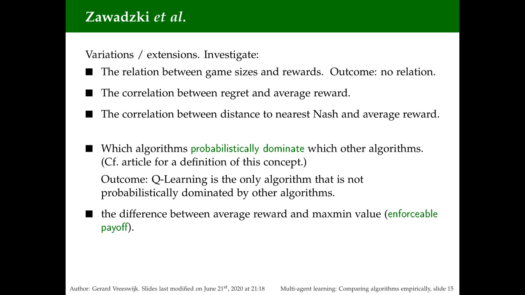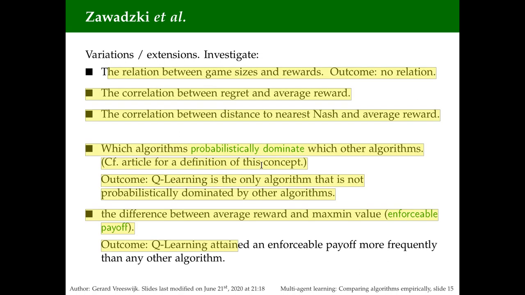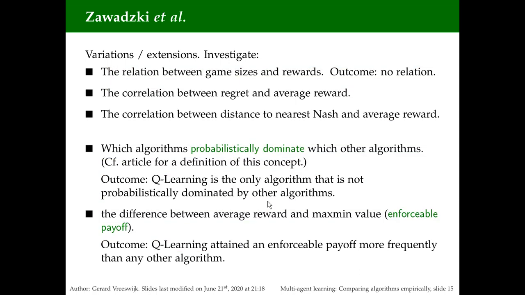And they compared algorithms by taking the difference between average reward and the max-min value, which is the safety value. And again, Q-learning attained an enforceable payoff more frequently than any other algorithm. So the bottom line of those two points is that whichever performance measure you worked with, Q-learning turned out to be the best performing algorithm, at least according to Sawatzky's research.